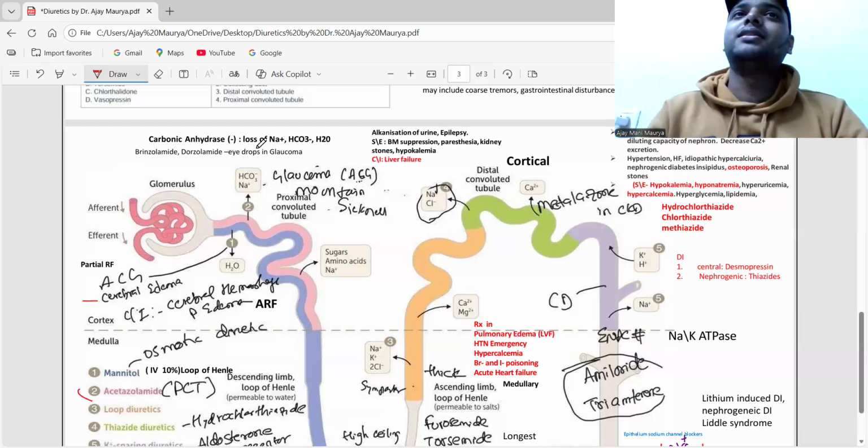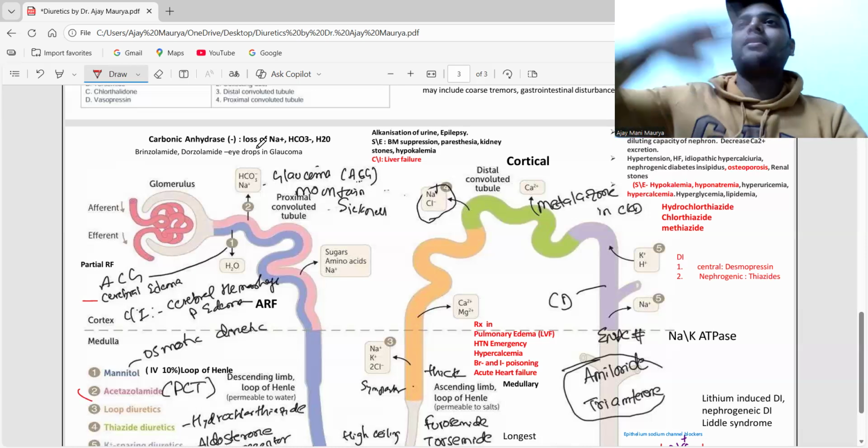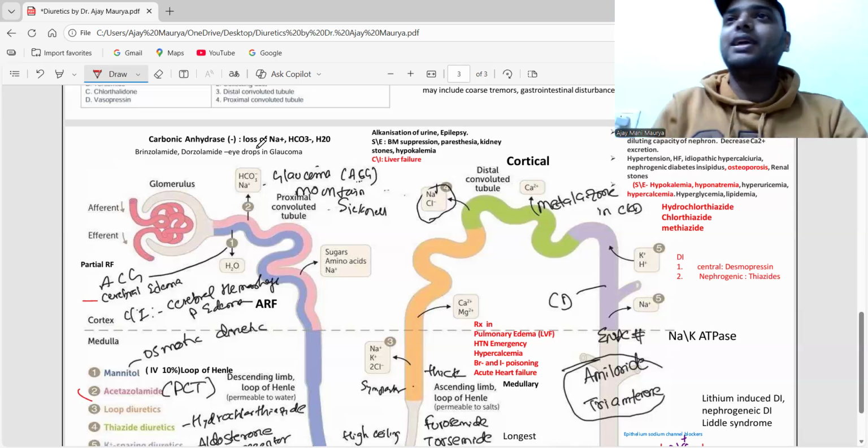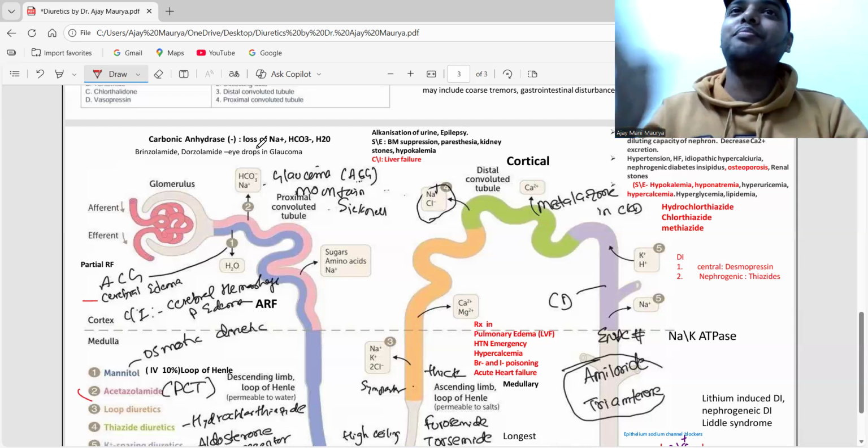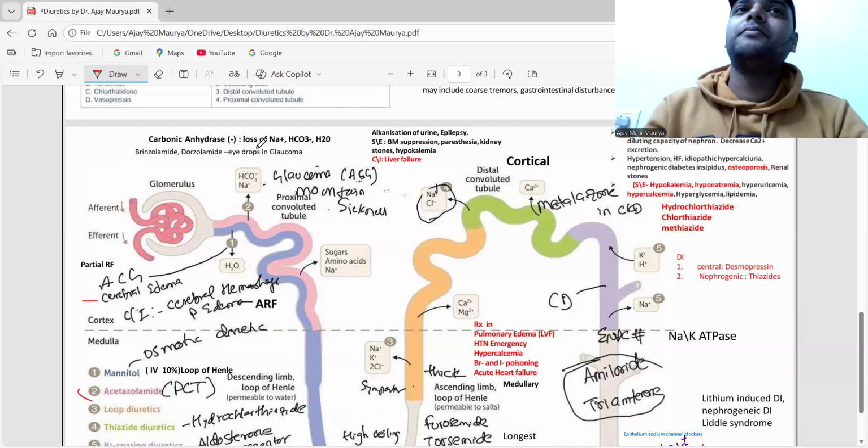The blood pH will be what? Rises. It will cause metabolic acidosis. So that's what happened in the mountain sickness. Mountain sickness, what happens? There is less CO2 in the high altitude. So it causes what?